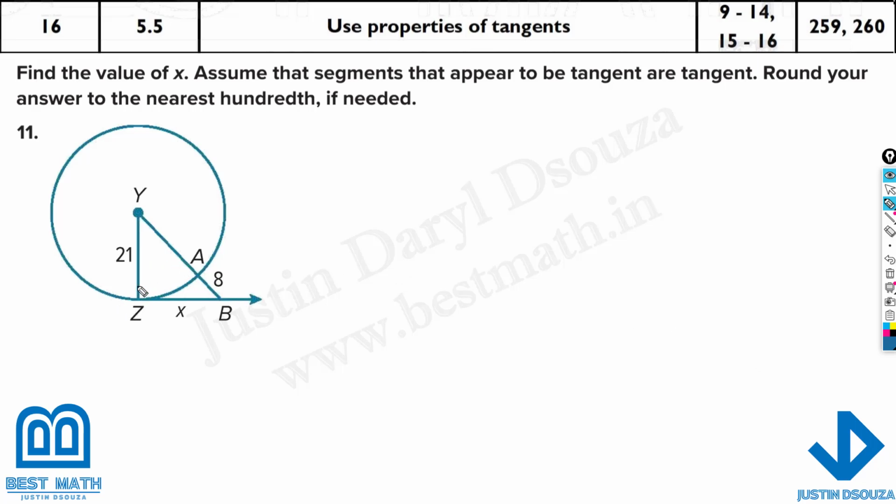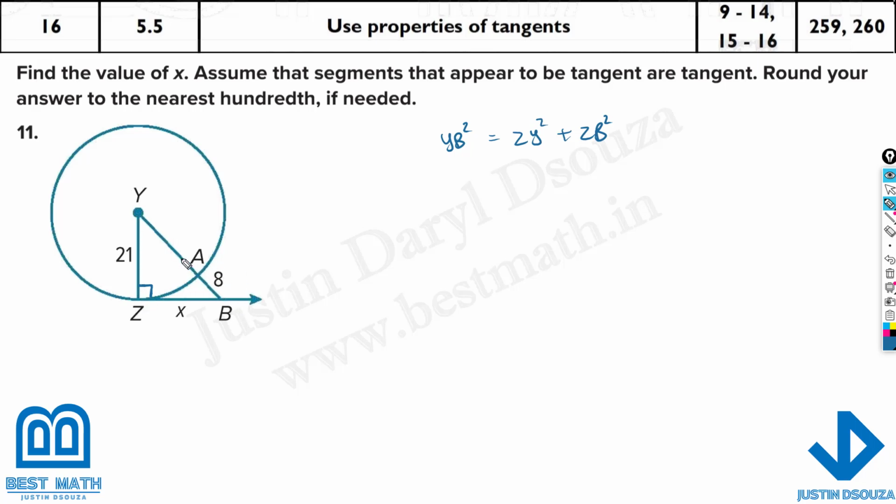Here, this ZB looks like the tangent, so we consider that to be the tangent. It doesn't look like it is the tangent, but they have clearly told us to assume the segments that appear to be tangent are tangent. And then the hypotenuse is YB. So YB the whole power 2 will be equal to the sum of the other two sides, ZY squared plus ZB squared. What is YB? Now this is 8.